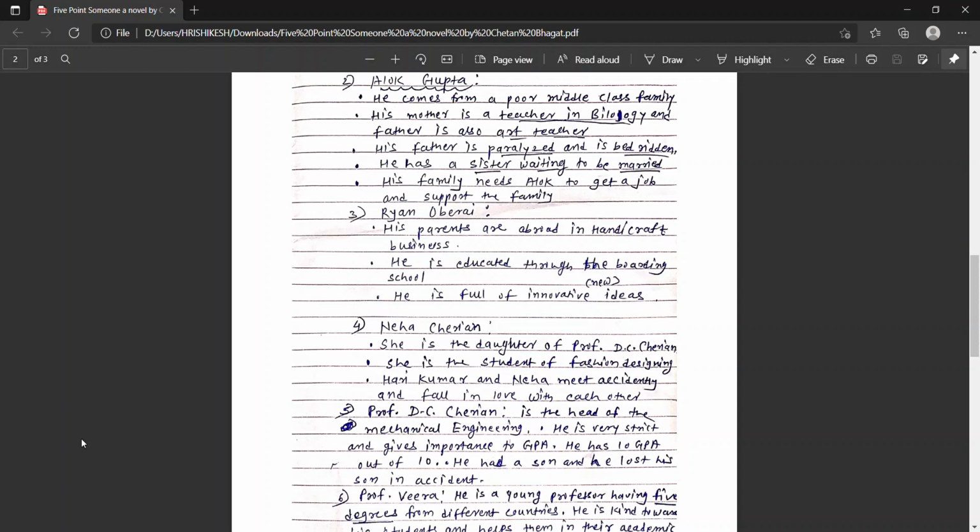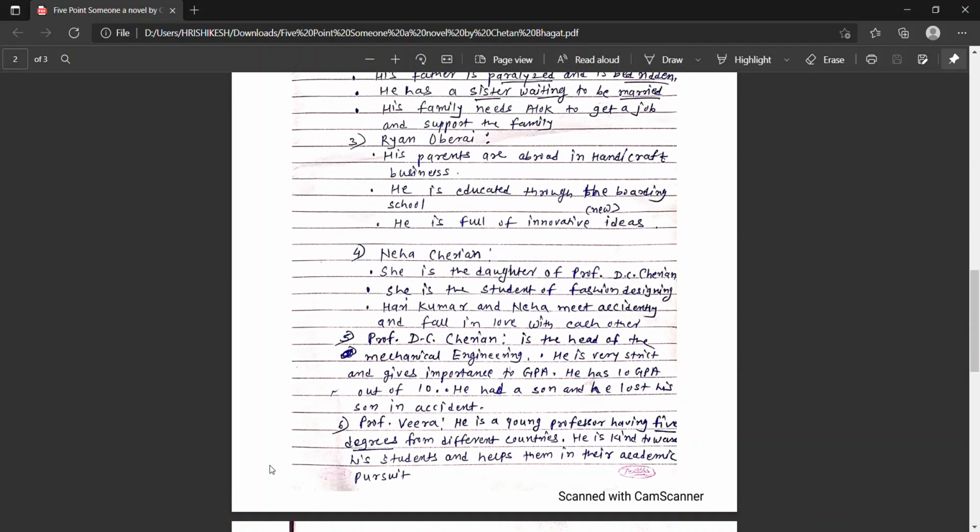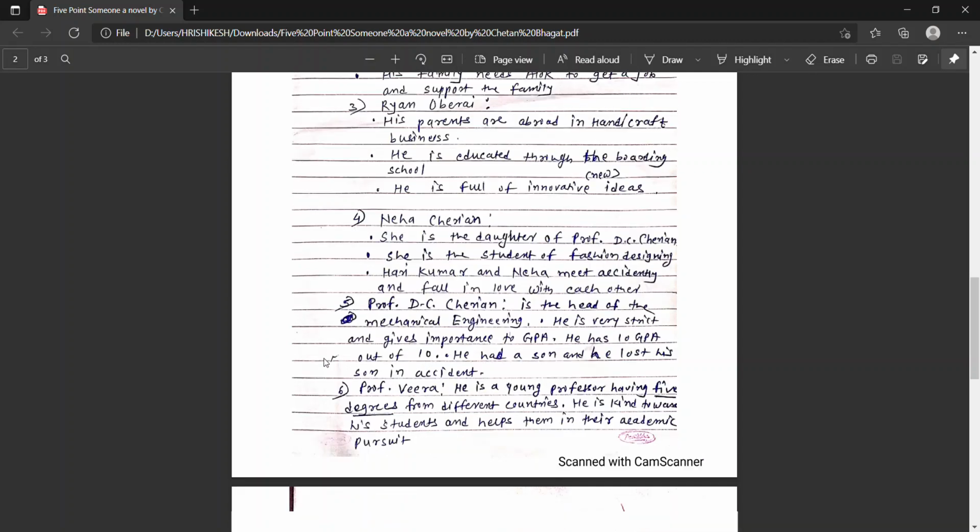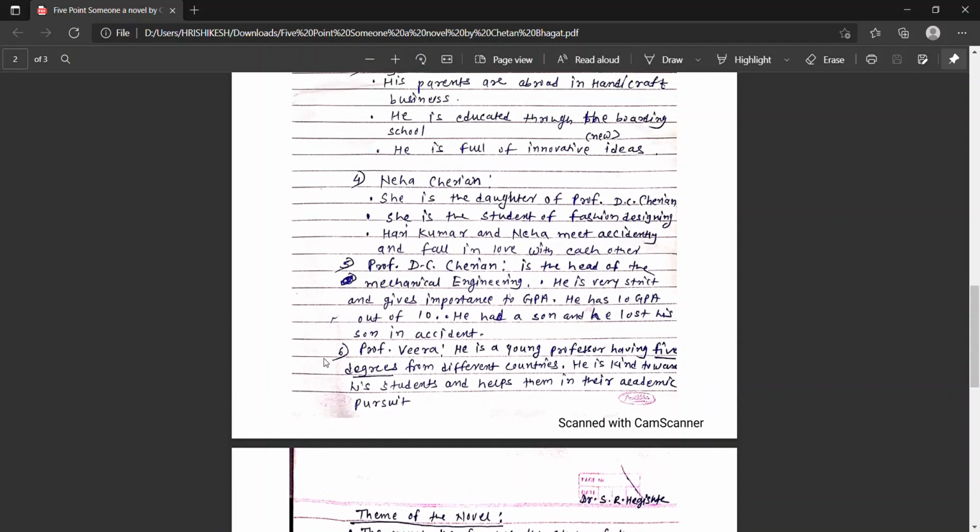Then the very important last character is Professor Veera. He is a young professor having 5 degrees from different countries. He is not a strict person but kind towards the students and helps them in their academic pursuit. He helps them to solve their difficulties. So these are the important or major characters that we have discussed here.